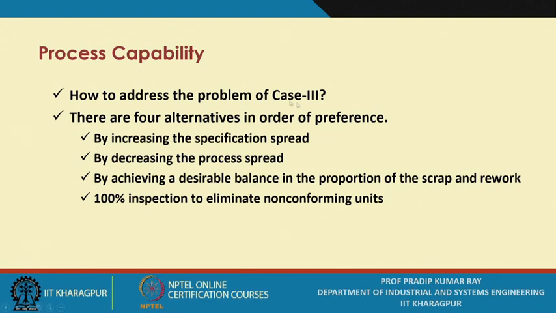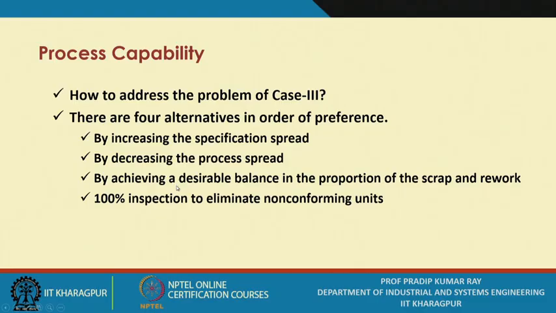If this is not possible, then you go to the next one: decreasing the process spread. How do you do this? As you know, the sigma of a process represents the inherent characteristics, and it depends on what sort of design you have. So if you change the process altogether, with a better technology, decreasing the process spread is possible. If this is not feasible, suppose you need investment, a new technology, a new process that you have to install.